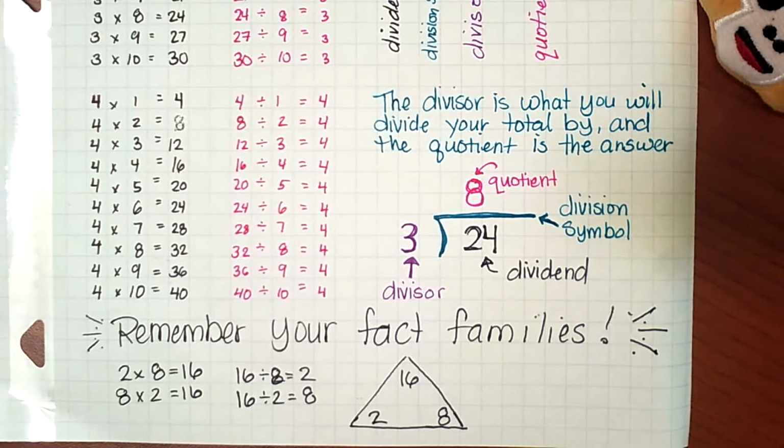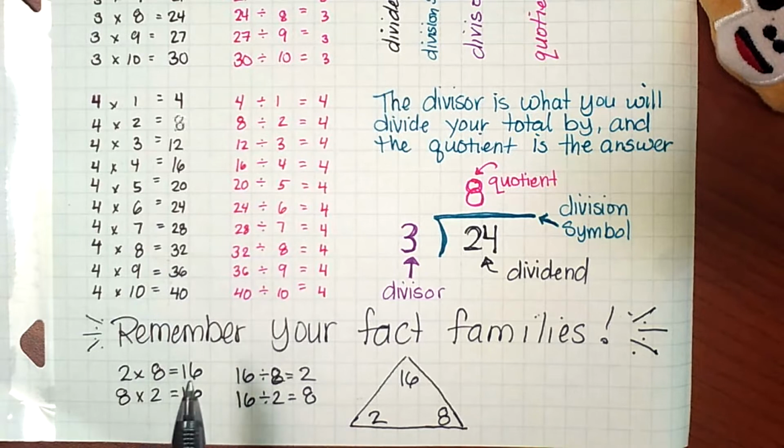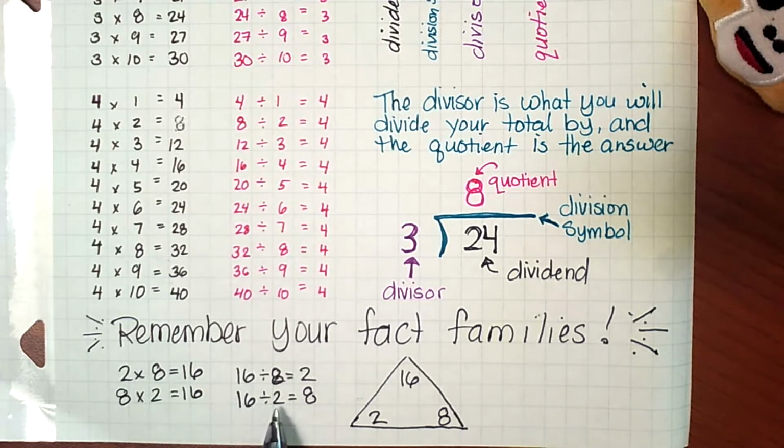Now remember your fact families, just like we were working with numbers up here. Your fact families give you all of the answers, and they're opposites of each other. They use multiplication and division. So 2 times 8 is 16. 16 divided by 8 is 2. It's basically reading your number backwards, because an inverse is an opposite. 8 times 2 is 16. 16 divided by 2 is 8. Over here, 2 times 8 is 16. 8 times 2 is 16. 16 divided by 2 is 8. 16 divided by 8 is 2.